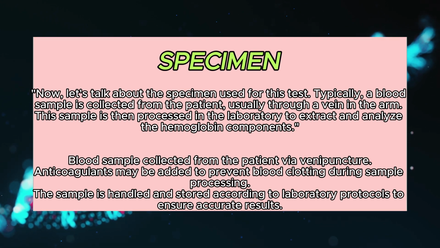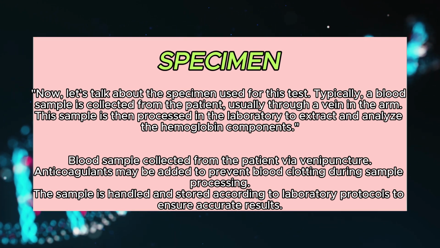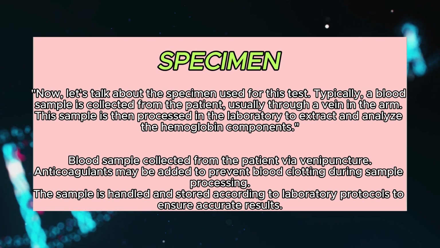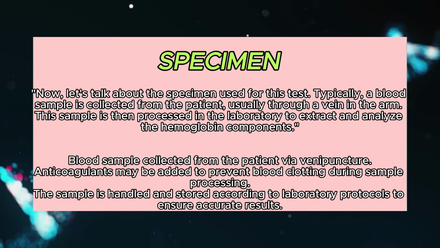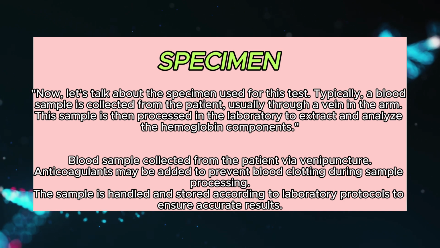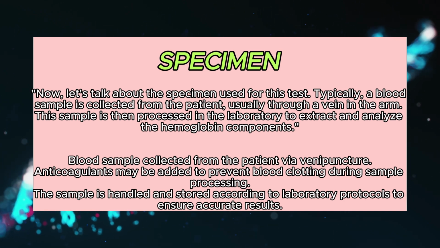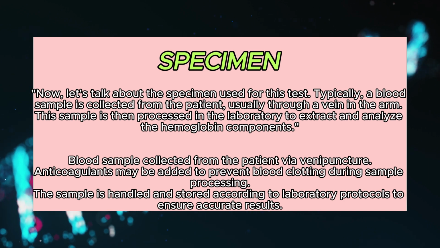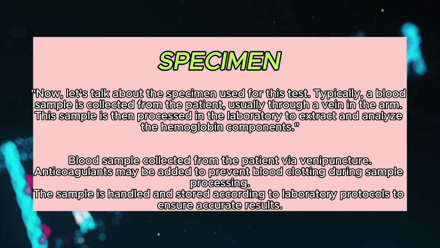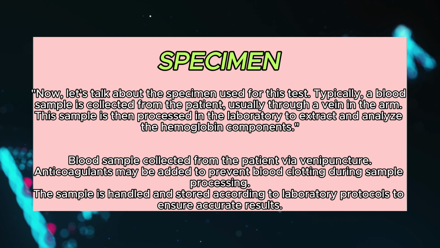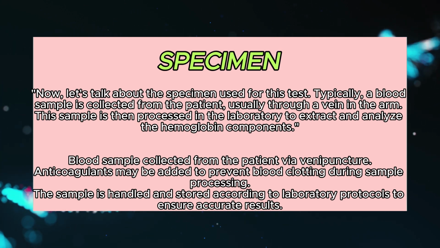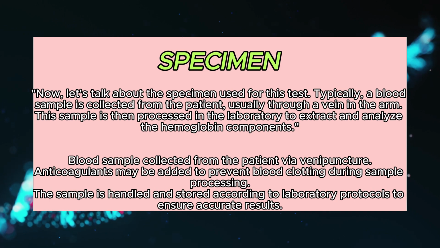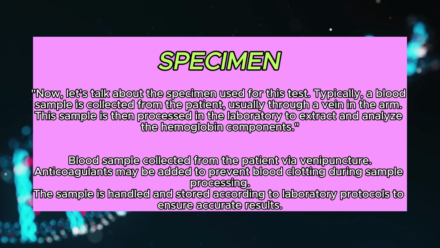Specimen used. Now, let's talk about the specimen used for this test. Typically, a blood sample is collected from the patient, usually through a vein in the arm. This sample is then processed in the laboratory to extract and analyze the hemoglobin components. The blood sample is collected from the patient via venipuncture. Anticoagulants may be added to prevent blood clotting during sample processing. The sample is handled and stored according to laboratory protocols to ensure accurate results.